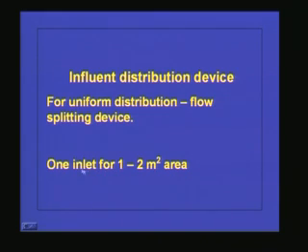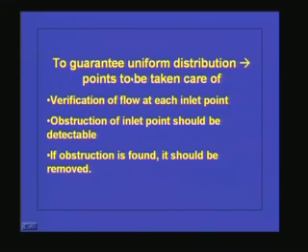The recommended value is at least one inlet for every 1 to 2 square meters of reactor area. And how can we guarantee uniform distribution? We have to take care of the following things. One should verify the flow at each inlet point. Though we provide a proper distribution system, if choking takes place at certain points, then the distribution of the wastewater in the reactor zone will not be proper. Definitely there will be short circuiting and some zones will not get any organic matter, which will adversely affect the reactor performance. So verification of flow at each inlet point is very essential, obstruction of an inlet point should be detectable, and if obstruction is found, it should be removed. These are the important points to be taken care of to get uniform distribution in the reactor.